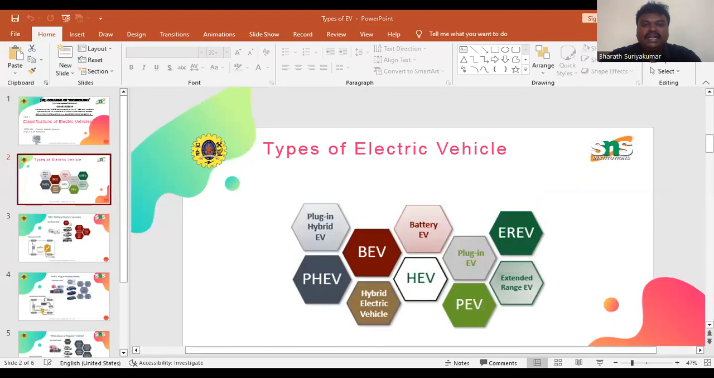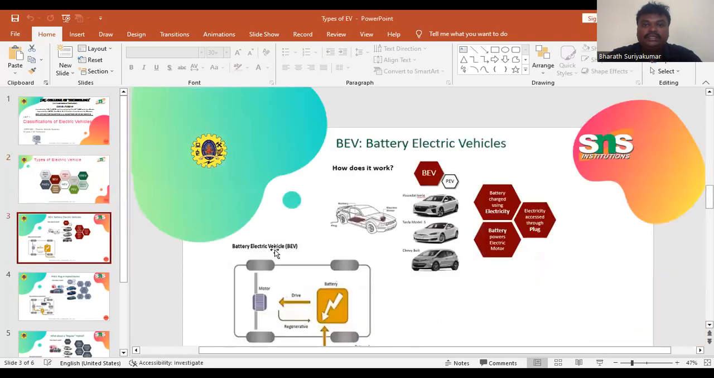What do these electric vehicle types or classifications deal with? Electric vehicles can be broadly classified into three major types based on the power source and design. As we saw in the classifications, the first one is the battery electric vehicle, which is a purely electric vehicle that relies solely on a battery to power an electric motor. We could see the battery electric vehicle on the screen. How does this battery electric vehicle work? That is explained with the help of a power train diagram, which is also being shown on the screen.